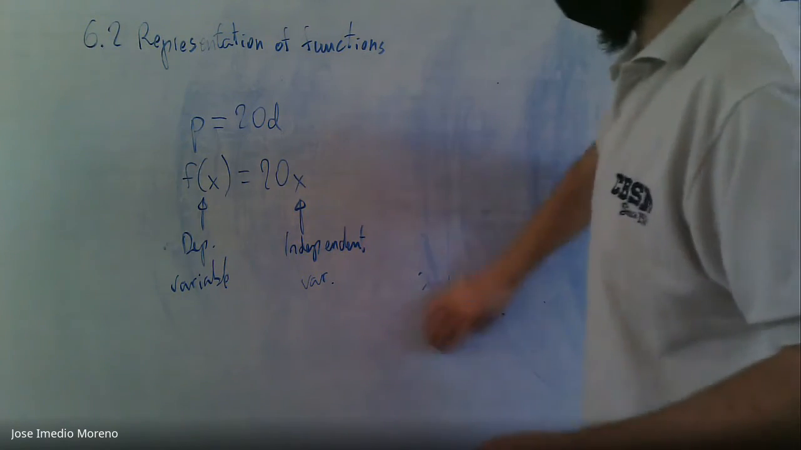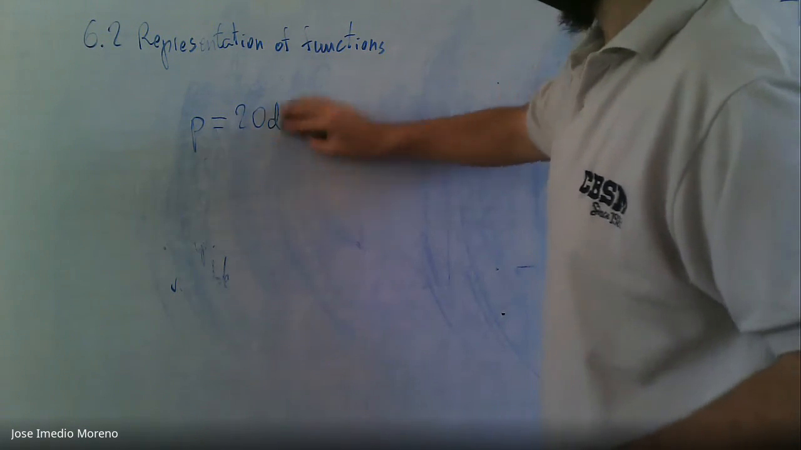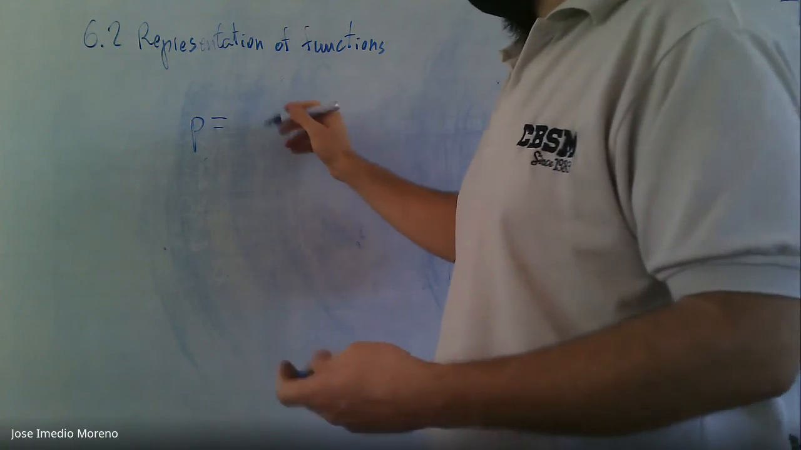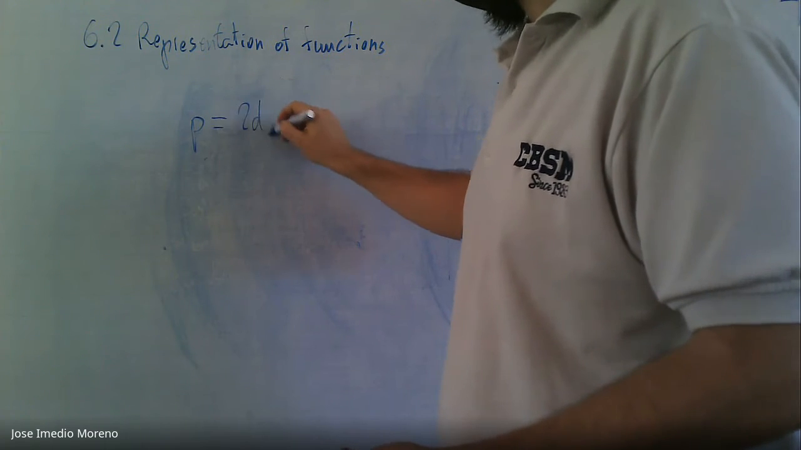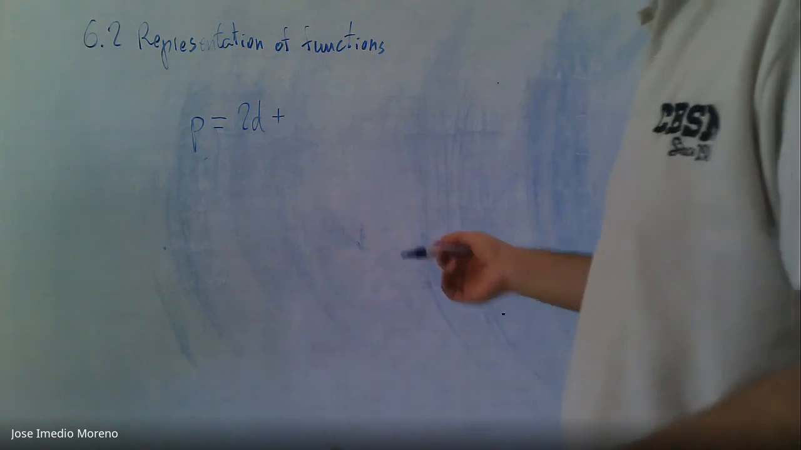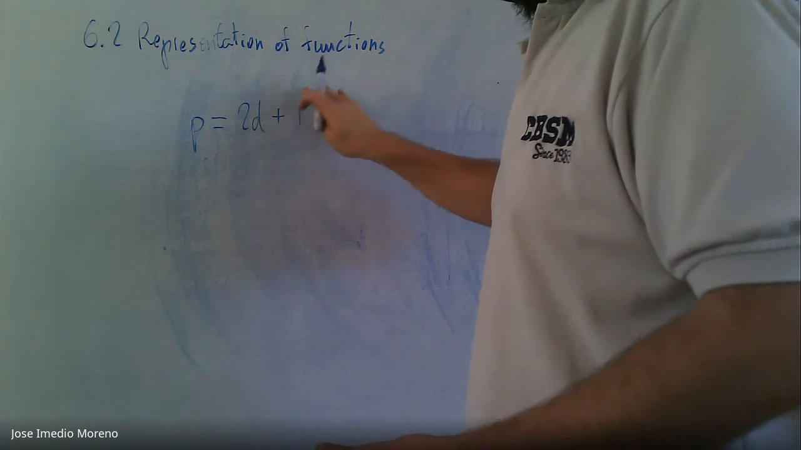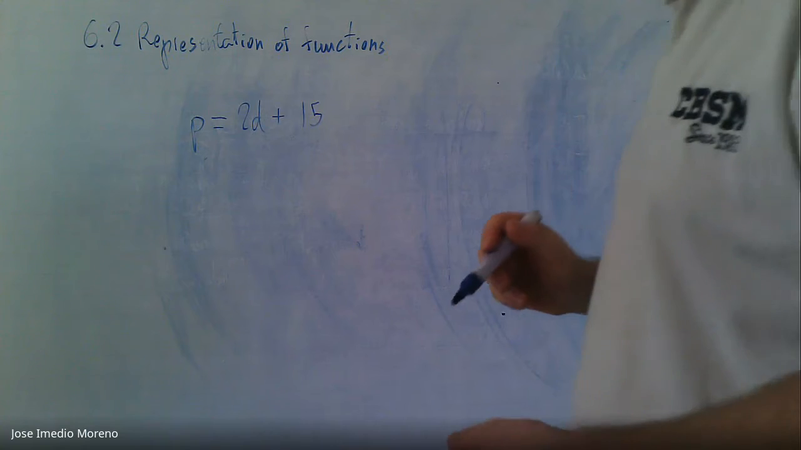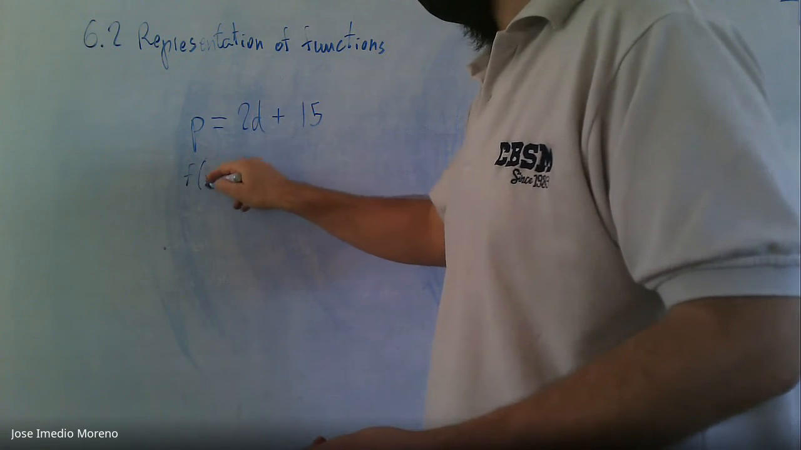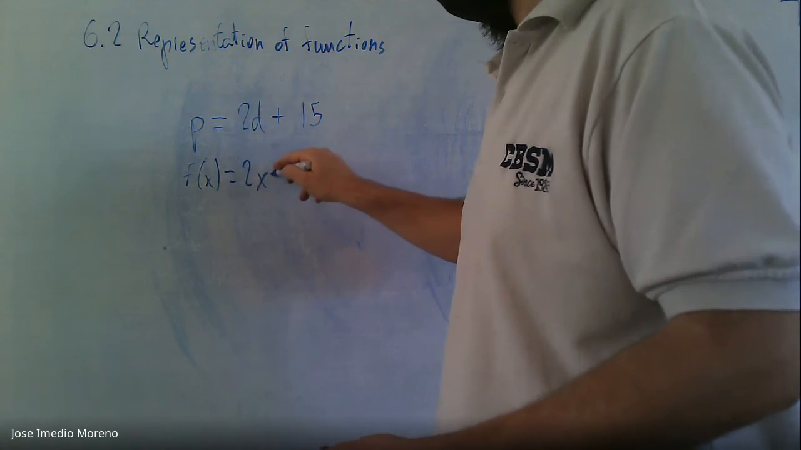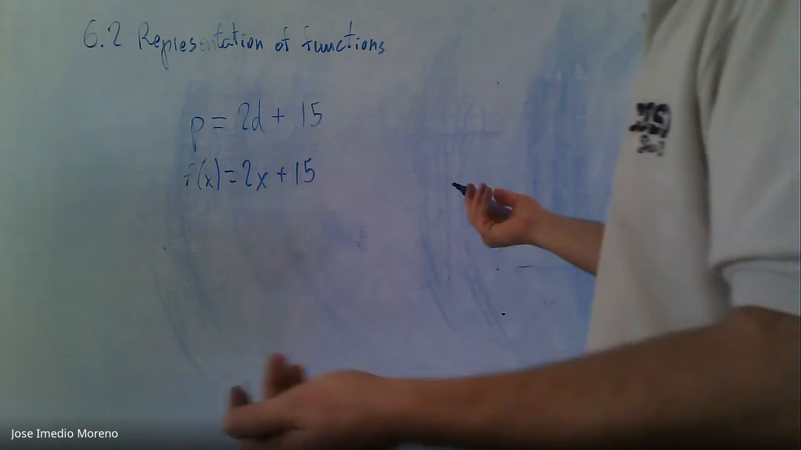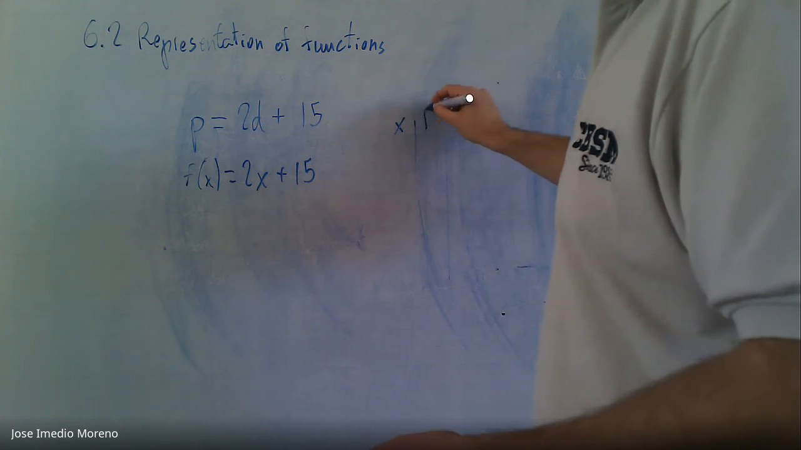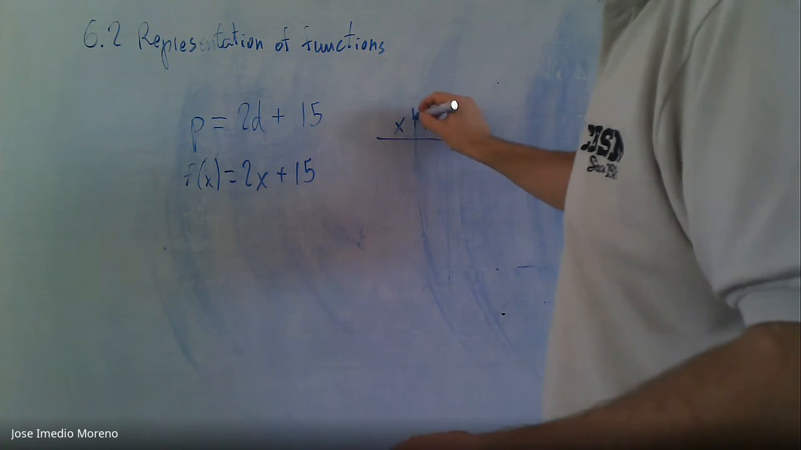Okay, let's try with another example, for instance, one that some of you got and some of you didn't. For instance, P equals 2D plus 15. Let's rewrite it: f of x equals 2x plus 15. Let's make the table of values, x and f of x.